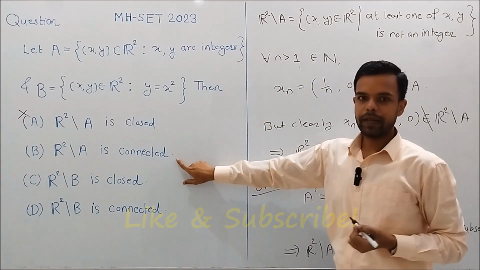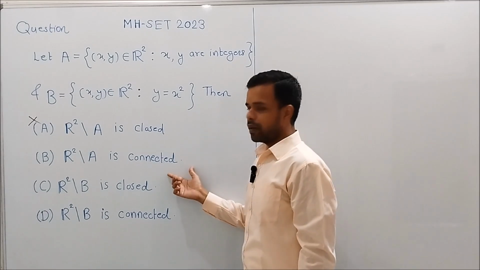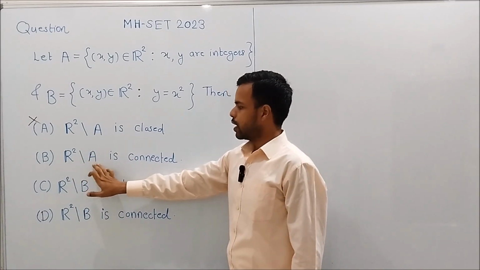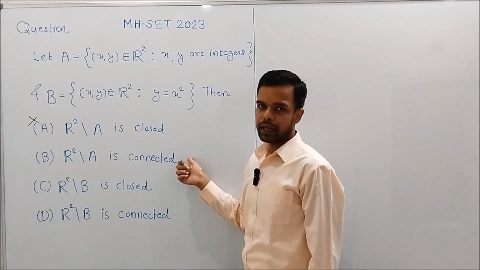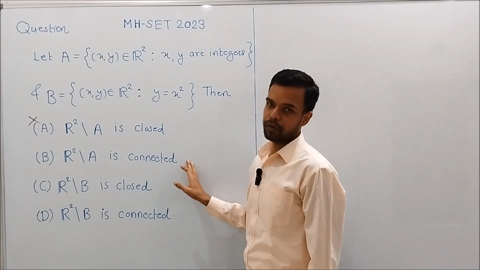Now let's move to the statement in B. The statement in B is: R2 minus A, that is the complement of A in R2, is connected. Is this a true statement? Yes, this is a true statement.